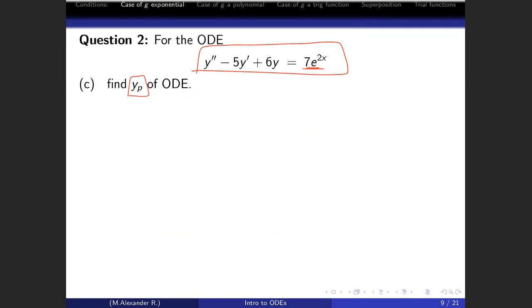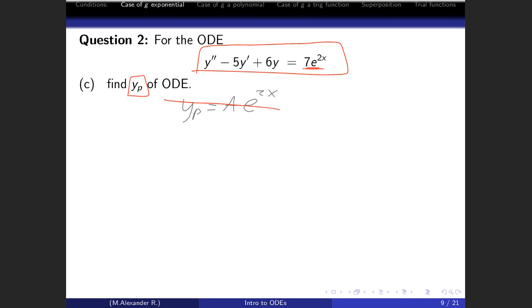So we are going to guess at the solution here. If you hadn't done the work before, you would guess that the particular solution should be a e to the 2x. So you could make the guess that the solution should be a number a multiplied by e to the 2x, but it just happens that in this case it does not work. Okay, it does not work.